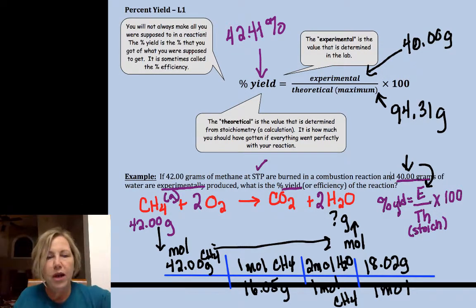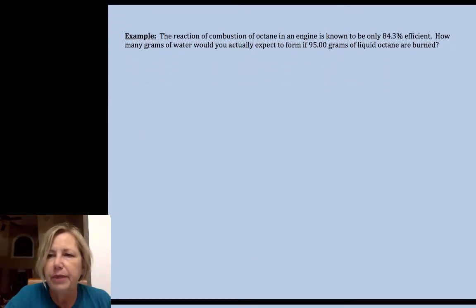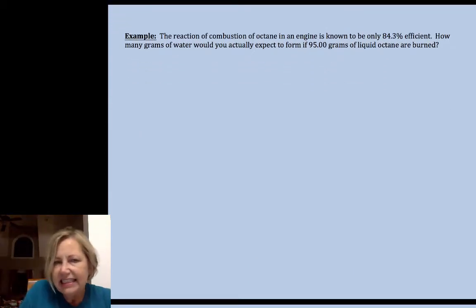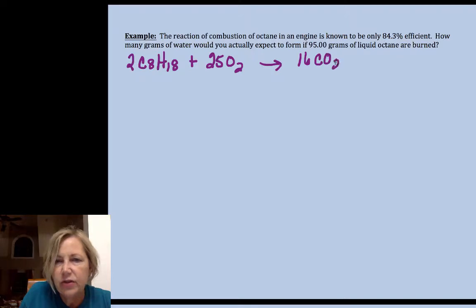Let's try one more, and this time we're going to be solving for a different variable. So we have a combustion reaction again, of octane. Combustion reactions are kind of nice because they give us a little more complicated mole ratios. So C8H18 plus 25 oxygens. I know that sounds like a high number, but that's what it is. 16 CO2 plus 18 H2O.